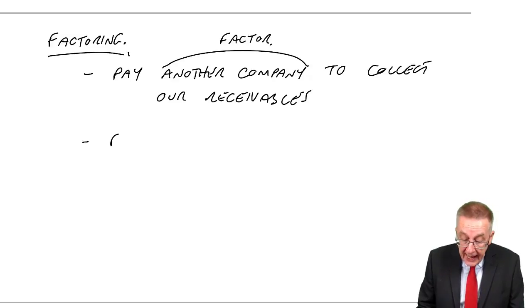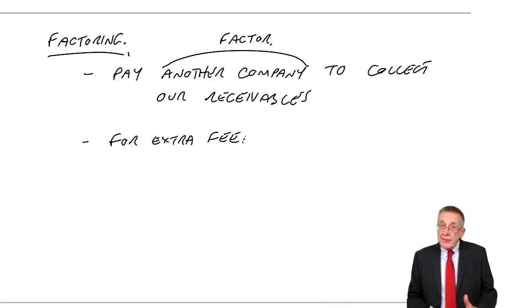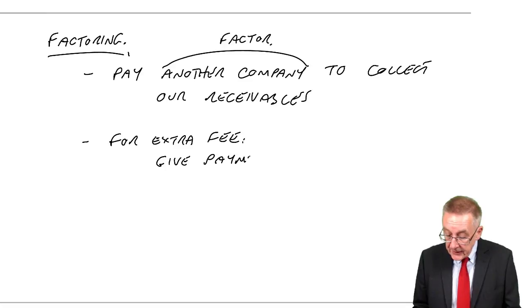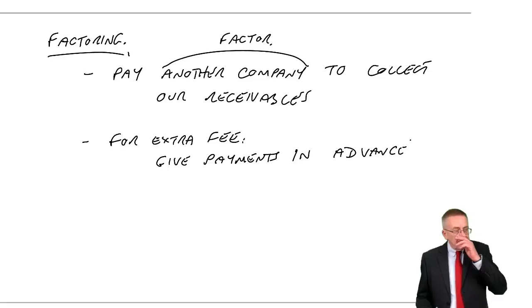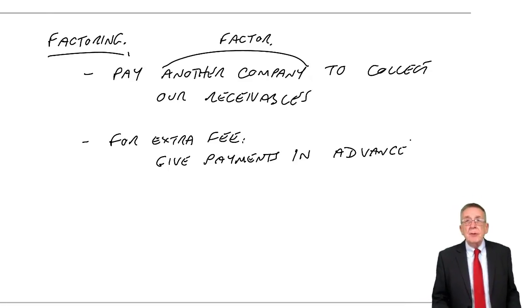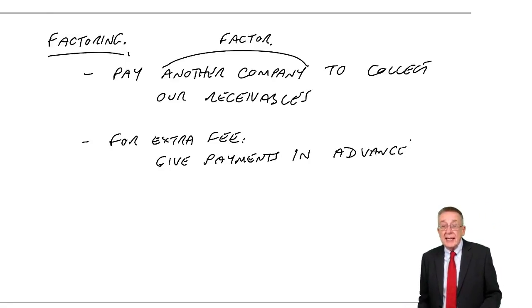And one extra, for an extra fee, they'll give me some of the money in advance. Give payments in advance. So the sort of thing I mean, maybe I invoice 10,000 a month. As soon as I invoice, I give the invoices to the factor because they're going to then collect the money.